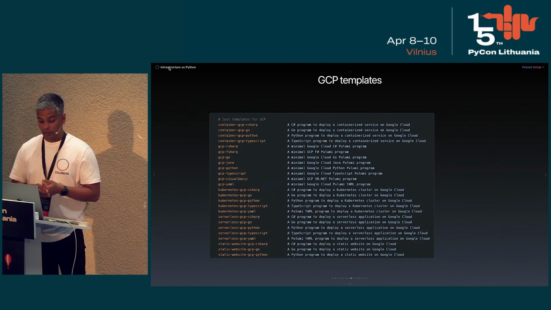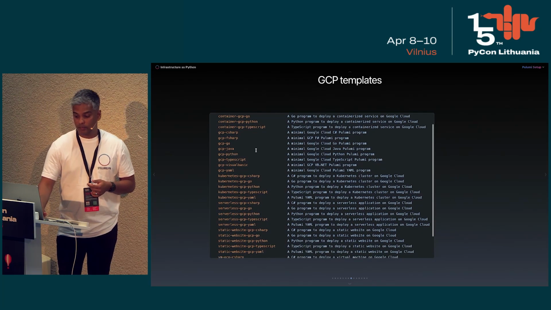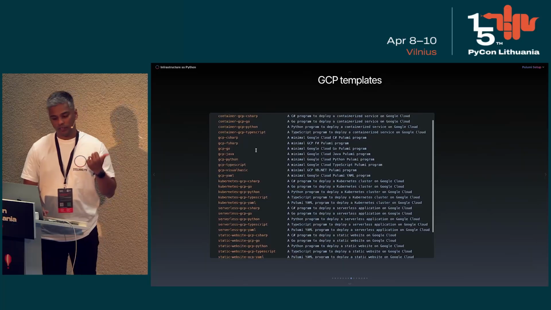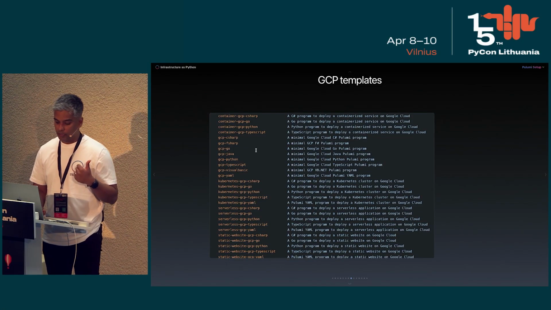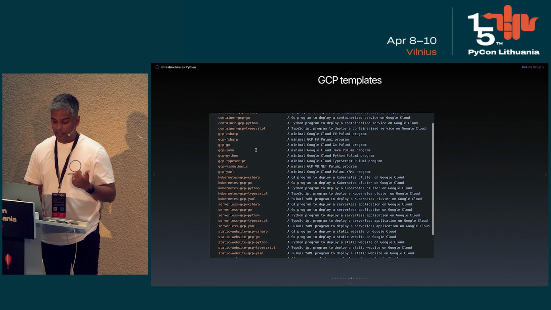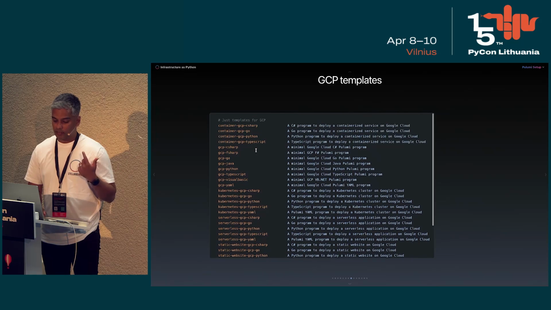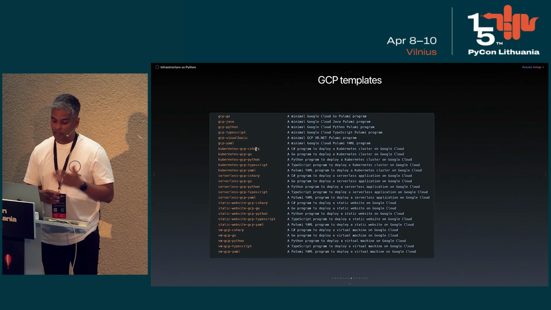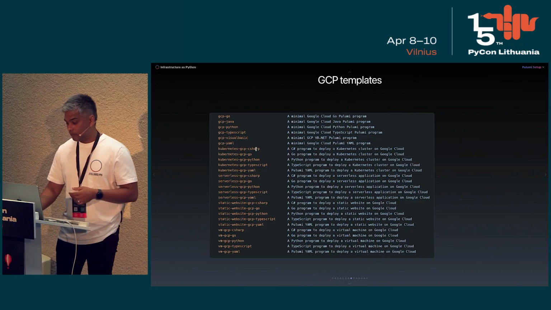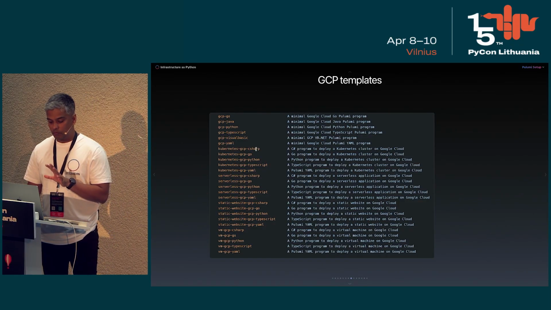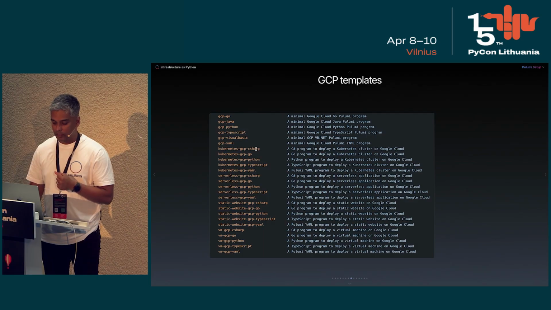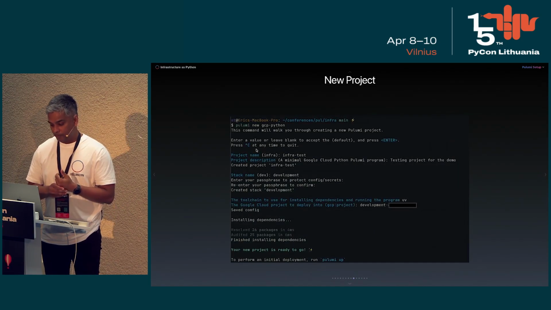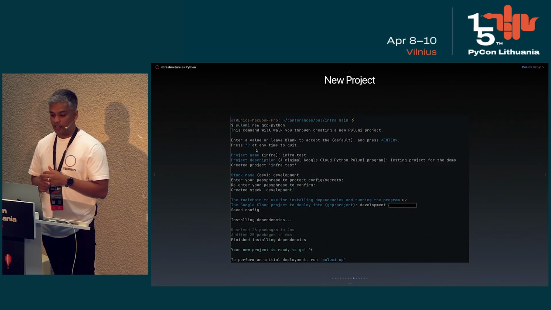I mentioned there was lots of templates. These are all the templates just for GCP. So they've got templates for all the language SDKs, but also things like a serverless GCP template and a VM template, static website template. I generally don't bother using some of these templates. I just start with the vanilla GCP Python.